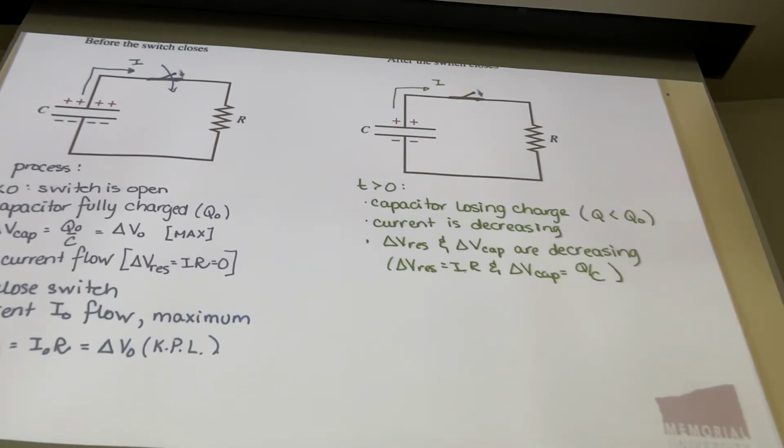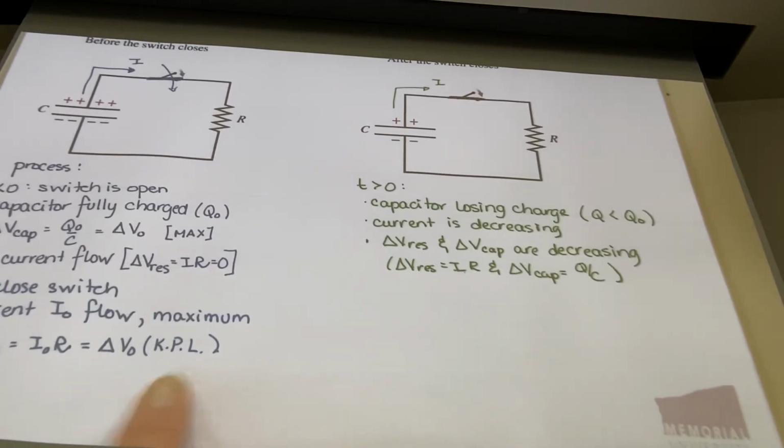Two questions. Firstly, are the delta V's of the capacitor and the resistor equal the whole time from start to finish? Yes, always equal. Which makes sense, because from our potential law, the net potential around the circuit's always got to be zero. Good insight. Second question, if this was an ideal setup, there was no internal resistance, this would go on forever, right? Well, that's a good question.